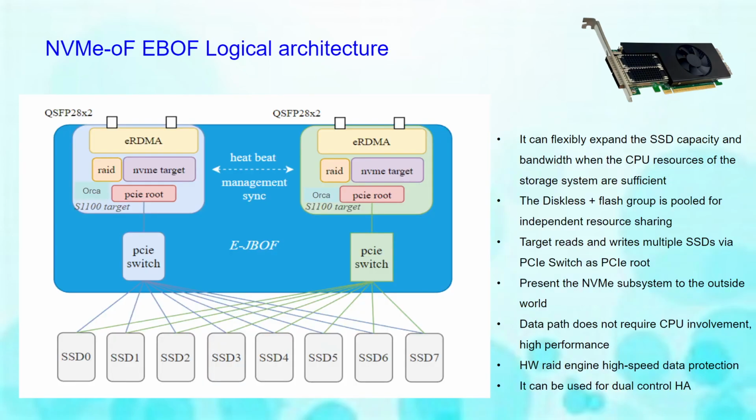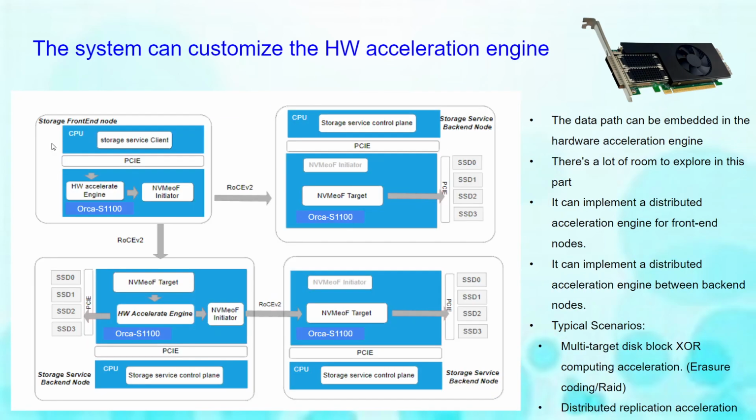Here is the NVMe-oF logical architecture. The system can customize the HW acceleration engine. As seen in the figure, the data path can be embedded in the hardware acceleration engine, and it can implement a distributed acceleration engine for front-end and back-end nodes.